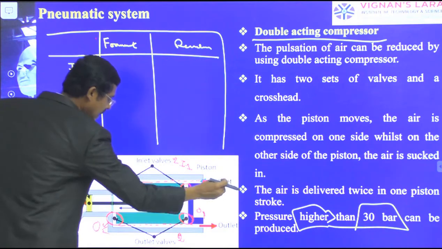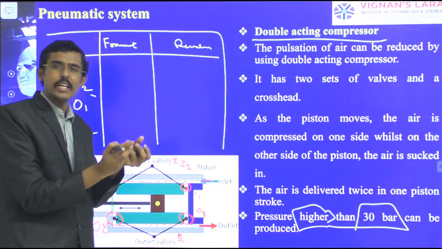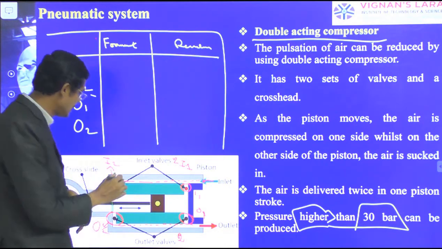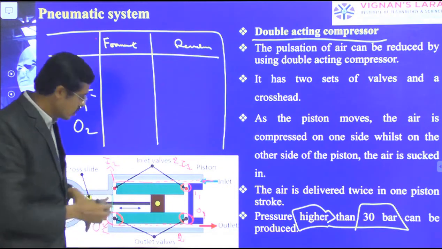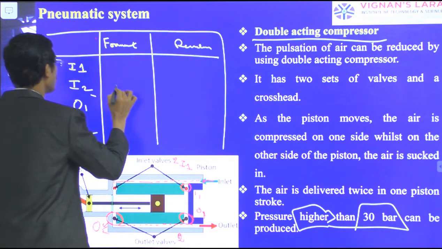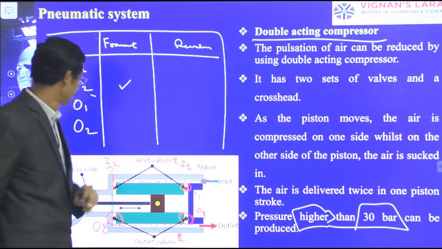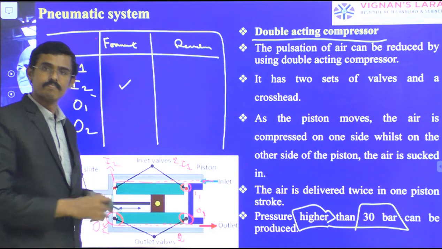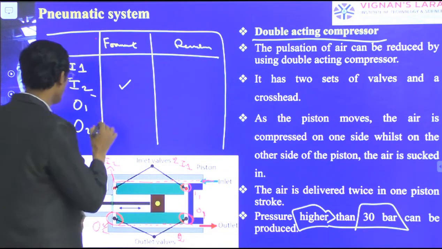Now you see, when the inlet air is coming, it will force. These valves are fabricated in such a way that when the pushing happens from the top, it comes down. Let us consider I2 is opening. It comes down, so it is opening inside this piston. So I2 is open here. At the same time, this outlet valve is also open.